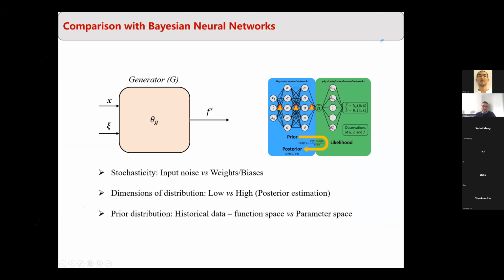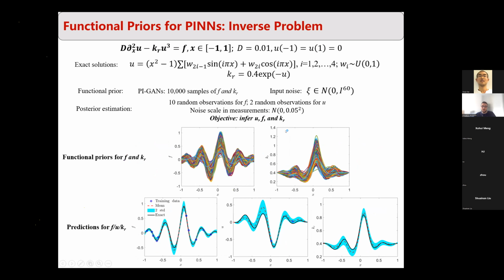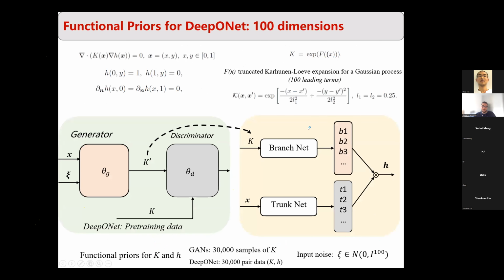I'll just show some examples. We can use this method to quantify uncertainty in PINNs and also neural operators. Just show one example.